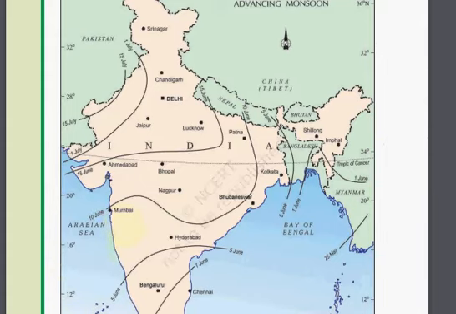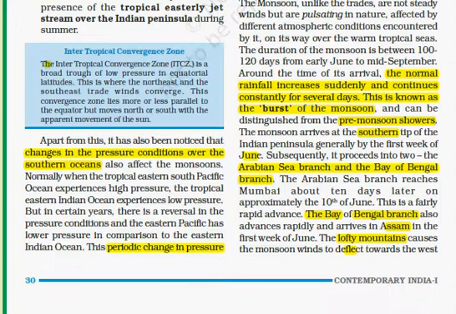Here you can see that the monsoon arrives first at Kerala, then Karnataka, and so on. And it gets very late in the northwestern part. There are two branches, the Arabian Sea branch and the Bay of Bengal branch. The Bay of Bengal branch advances rapidly and arrives at Assam, and the Arabian Sea branch arrives at Mumbai.